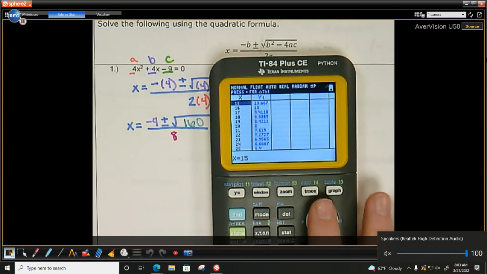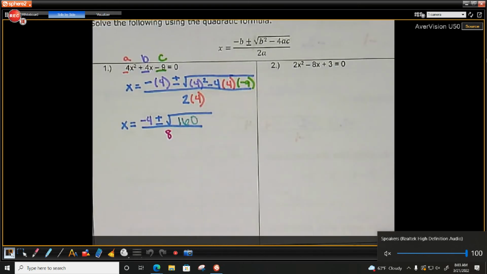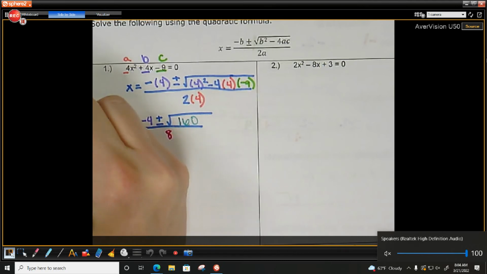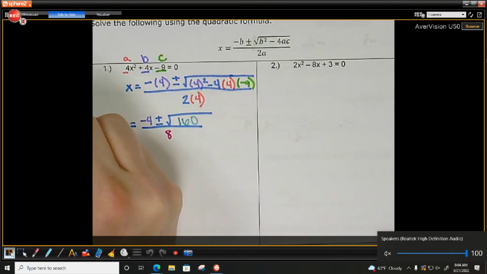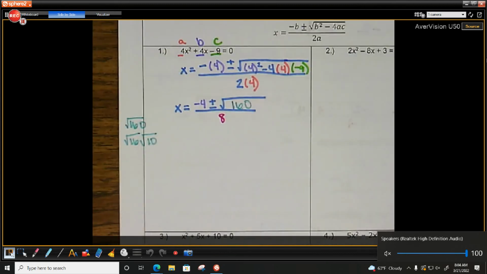Is it divisible by a perfect square? 16. So I can separate this, I'm going to do this kind of over to the side. 160 can become the square root of 16 and the square root of 10. What's the square root of 16? 4. So I can make this 4 square root of 10.